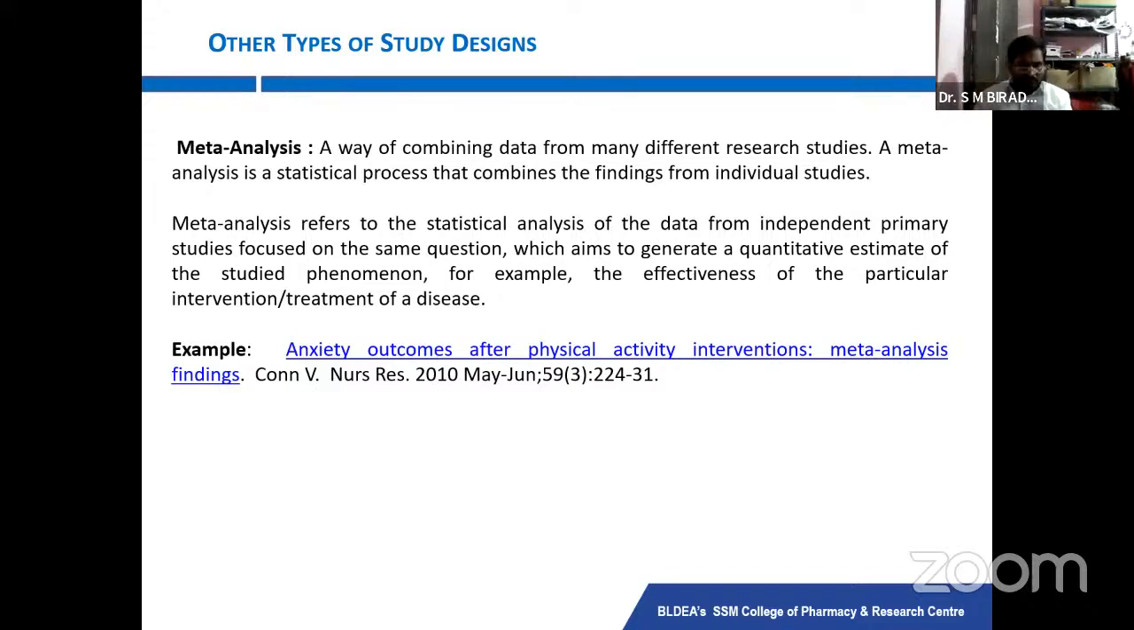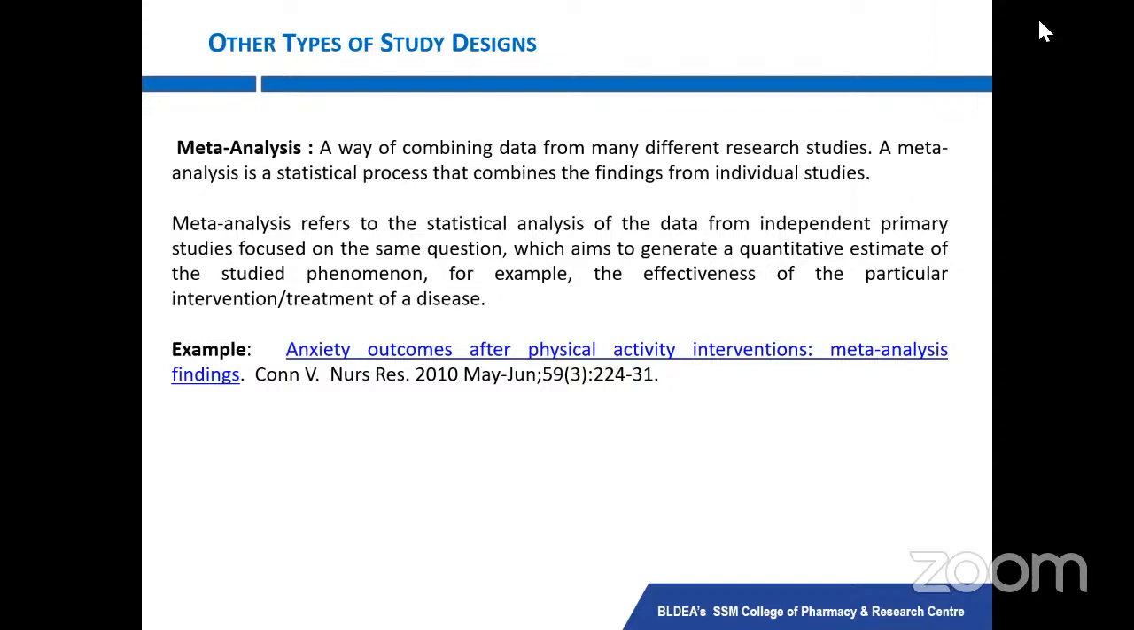So meta-analysis refers to the statistical analysis of data from different primary studies focused on the same question, which aims to generate a quantitative estimate of the studied phenomenon, for example, the effectiveness of a particular treatment or an intervention for a disease. So this is the meta-analysis. It is the same information on the same topic, and after studying all the reports, we draw our conclusion.